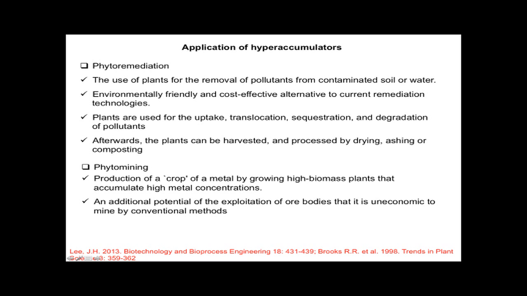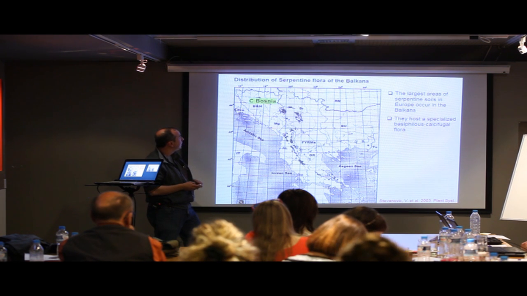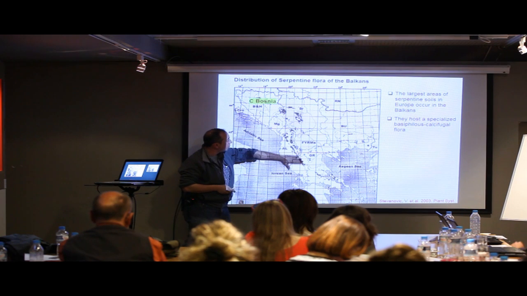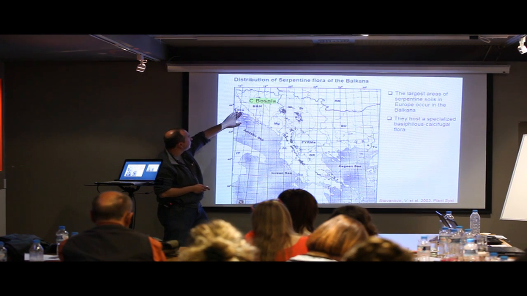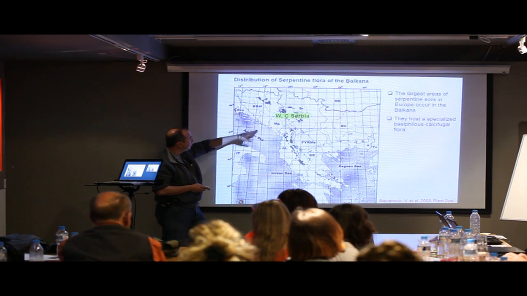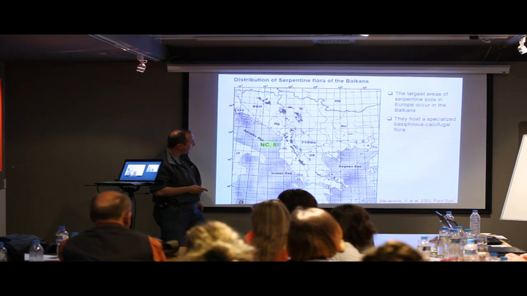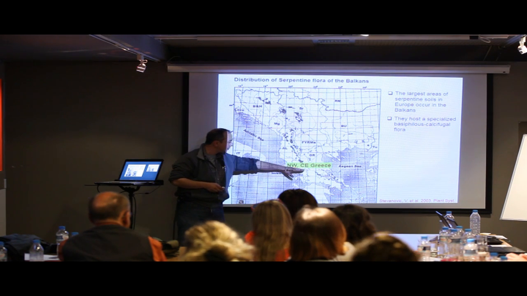Now I would like to turn my presentation to our area and to see the distribution of serpentine flora in the Balkan Peninsula. The Balkan Peninsula has the largest areas of serpentine soil, and it hosts a very interesting and specialized flora. These are the serpentine areas, in black color, in the Balkan Peninsula, and the largest areas are in central Bosnia, in western central Serbia, in north central and southeast Albania, in northwest and central Greece.